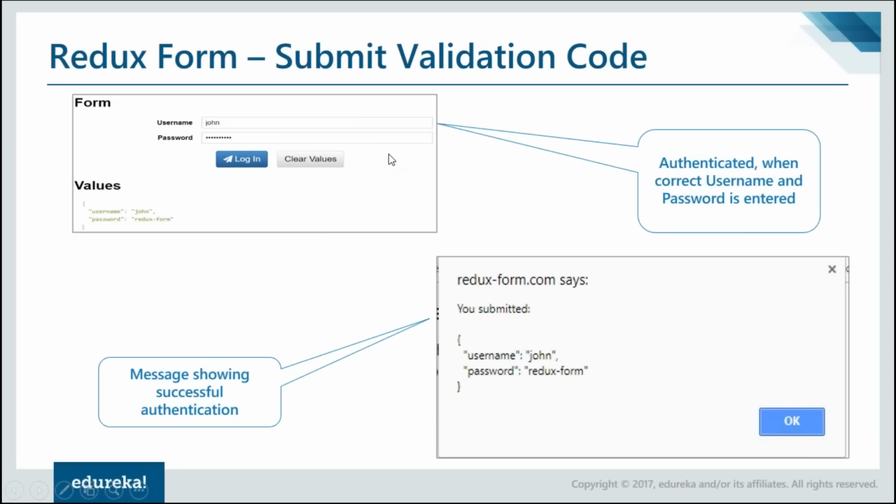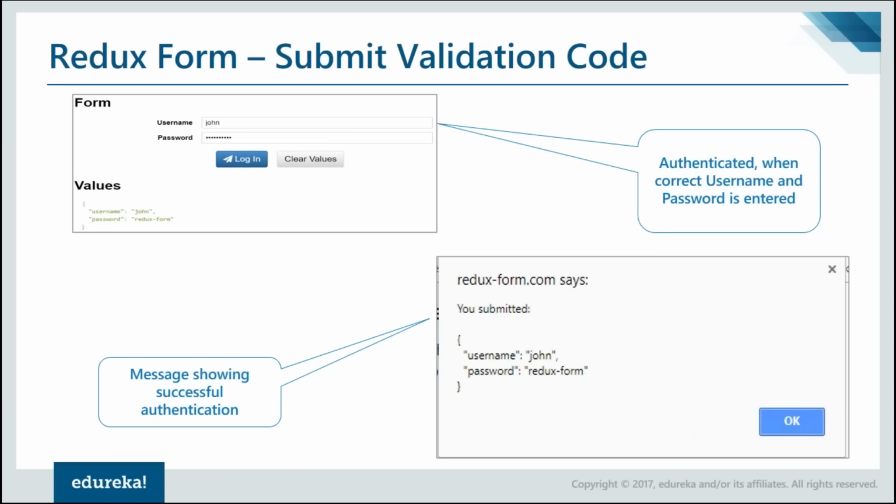Wow, the authentication has been successful, or the login has been successful. As you can see, I'm passing John as the username and the password as Redux-Form. You can see on the client itself, in the JSON object, what I'm passing to the password field. So username is John, and password is Redux Form. When I click on login, this is the message I see on my screen: you submitted username John, password is this, which suggests that the login has been successful and it is working as per our code snippet which we have given.